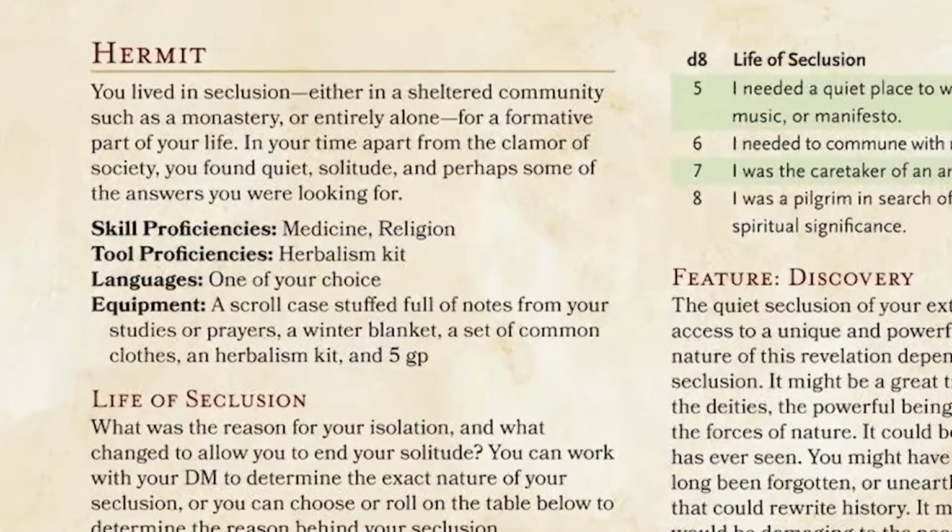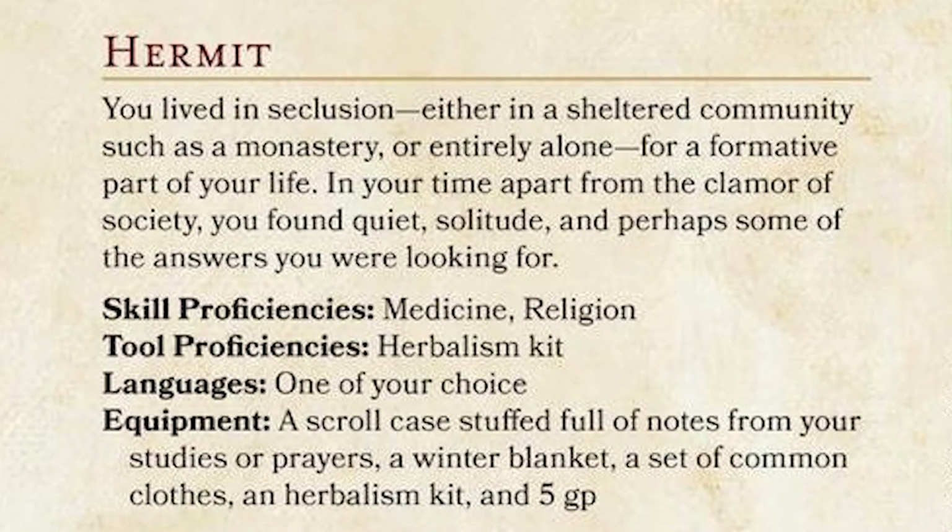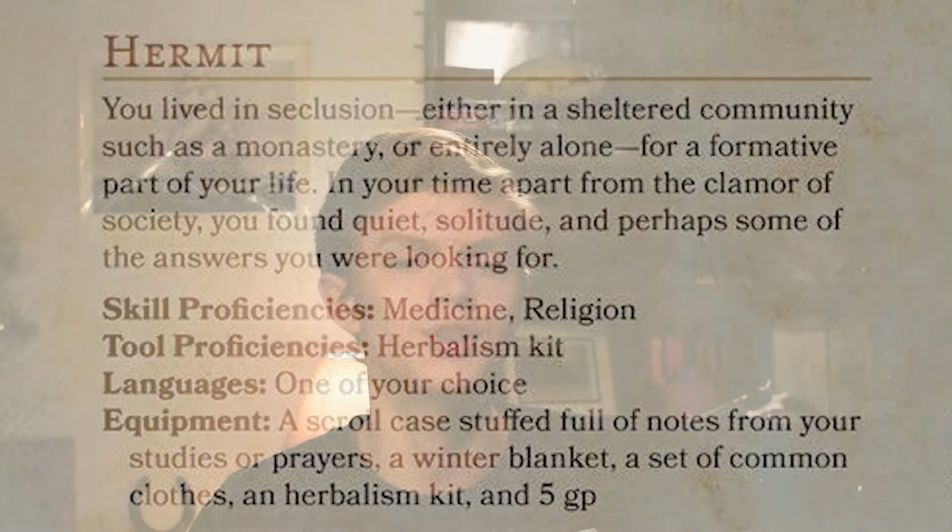So let's say, for example, we have a character and we want them to be a hermit. We want them to have the background hermit. So we're going to go ahead and turn over to page 134, and we can see skill proficiencies, medicine and religion, tool proficiencies, herbalism kit, languages, one of your choice, equipment, a scroll case stuffed full of notes from your studies or prayers, a winter blanket, a set of common clothes, an herbalism kit, and 5 gold pieces. So it kind of adds some stuff to your inventory, to your skills, and to your proficiencies.